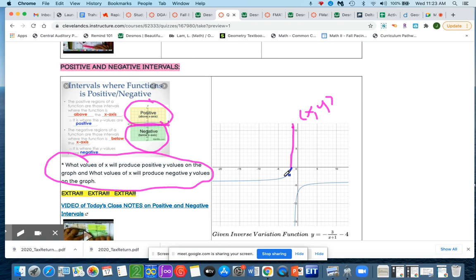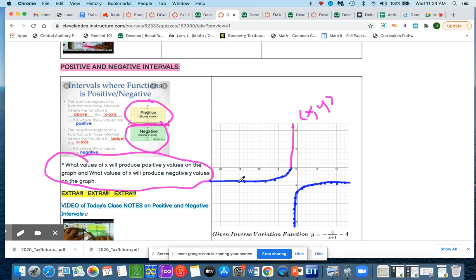Well, all of these points here, no matter what the x is, the y is going to be negative. Same thing with this entire branch over here on the right. No matter what the x value is for each individual point that makes up that branch, every single one of the y values are negative. Does that make sense?